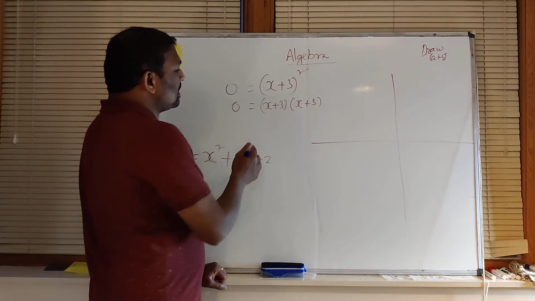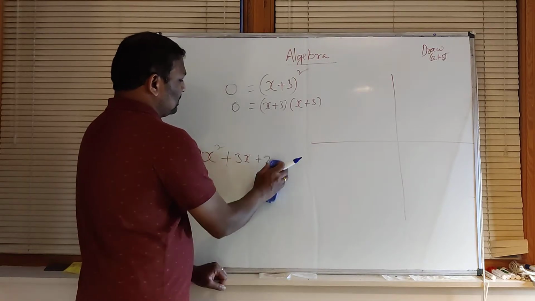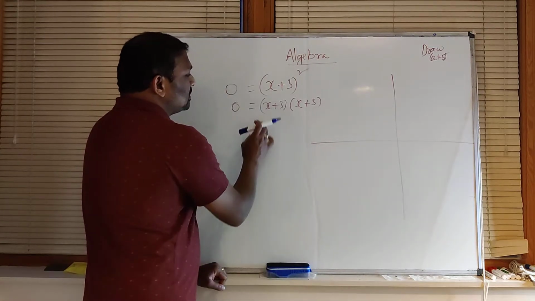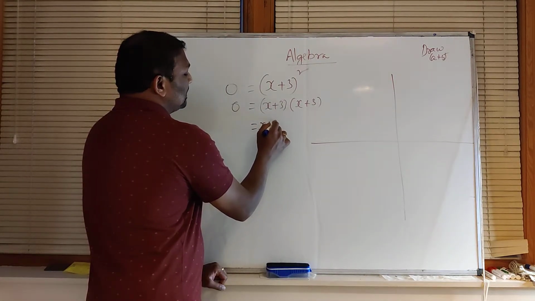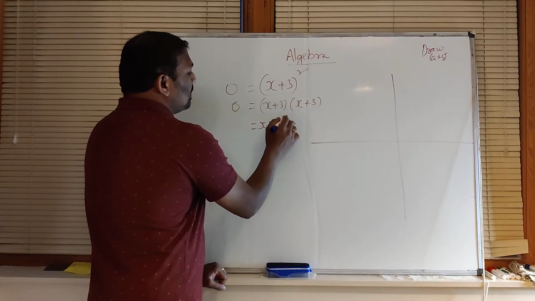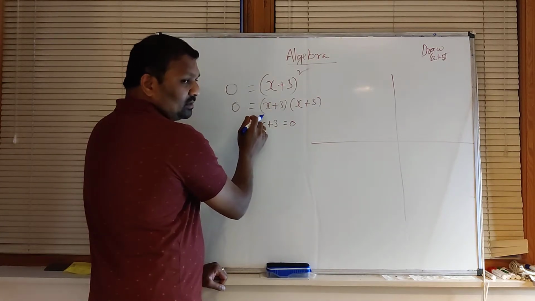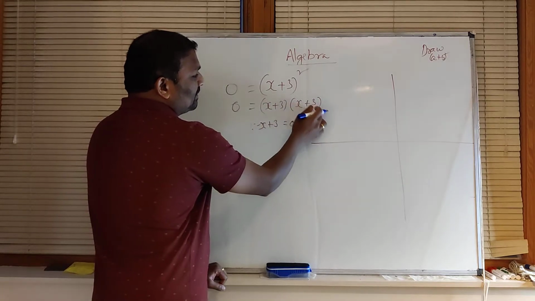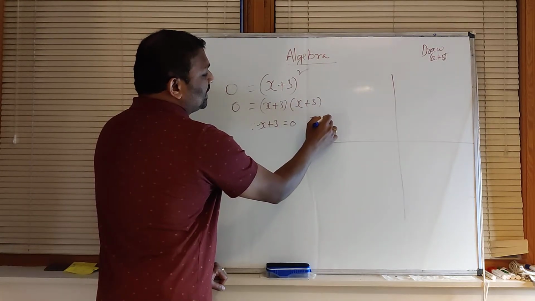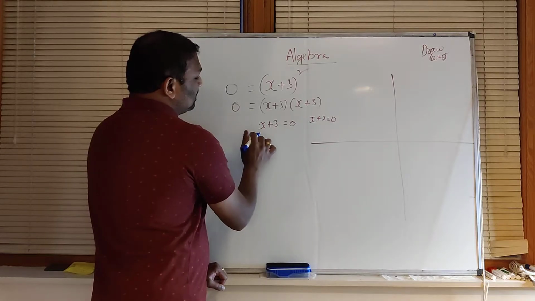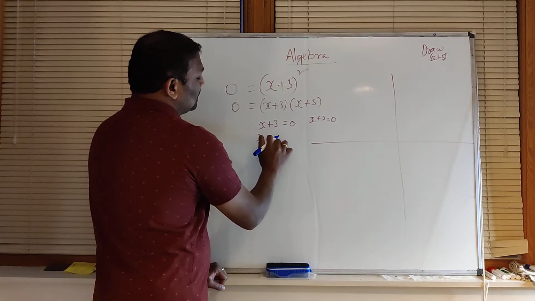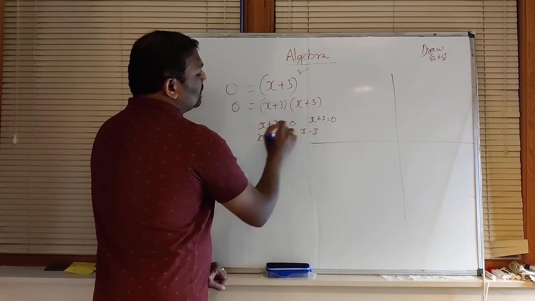The roots are minus 3, minus 3. To solve this, x plus 3 is 0, so x is minus 3. One of the factors you equate to 0, the other factor you also equate to 0. x plus 3 is again equal to 0, so x is equal to minus 3 and x is equal to minus 3.